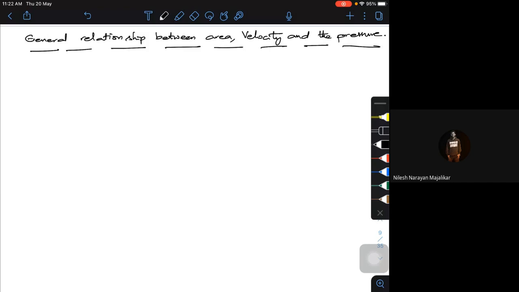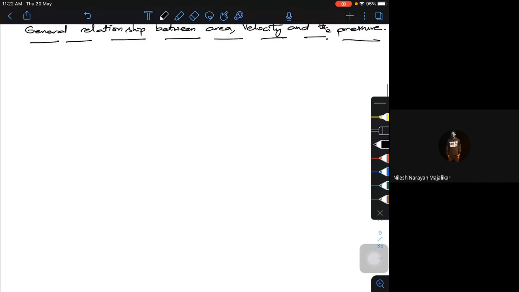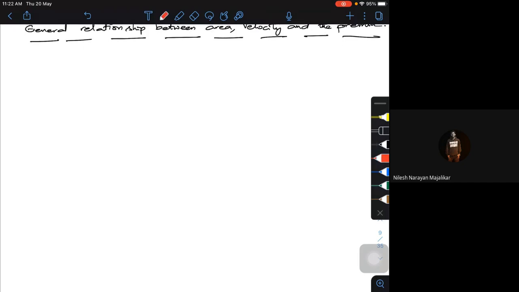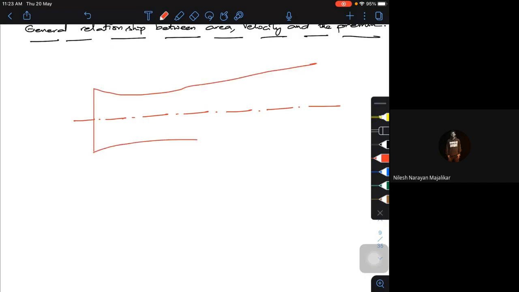Okay. So before we derive that, let's try to draw the nozzle and see what will happen. Suppose I consider this as my nozzle. It has an inlet, and it has an exit. Let me draw some kind of a CD nozzle. So it's a nozzle.